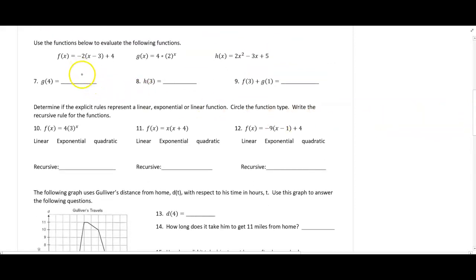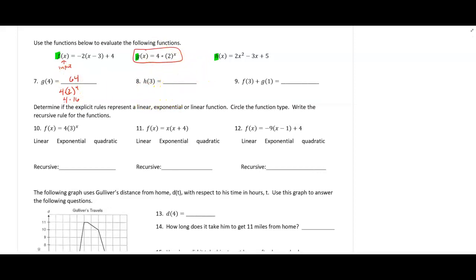The next one, evaluating functions, right? Remember, the letter in front is the name of the function, right? The number inside, or the variable inside, is your input value. So when I go to evaluate g of 4, it tells me I'm going to use this function here, g of x, and everywhere I see an x, I'm going to replace it with a 4. Now, that would give me 4 times, I have to do exponents first, 2 to the 4th is going to give me 16. 4 times 16 is 64.